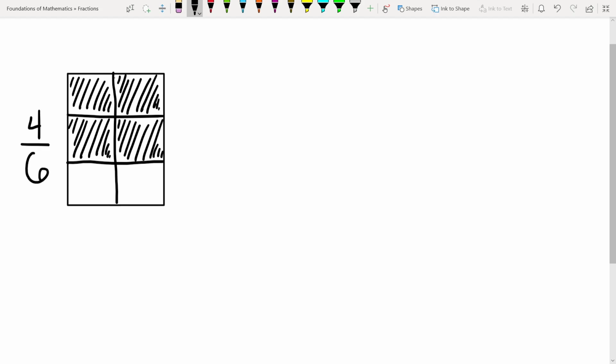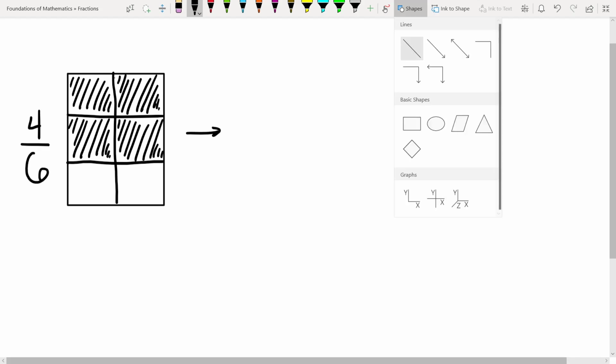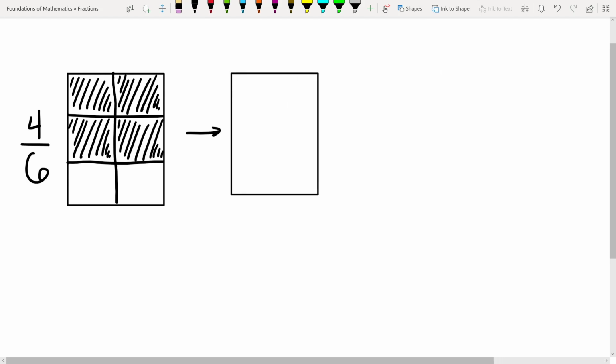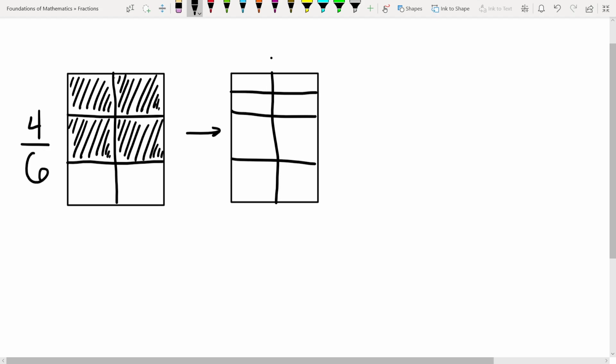Now, let's say I want to take 1/2 of whatever we have here. Well, we can redraw this box. And this time we're going to take every single box that we had and cut each of them into half. Like this. I'm going to cut those 2 in half, cut these 2 in half, and cut the last 2 in half.